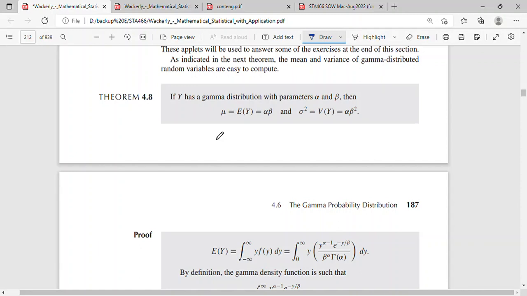Bersambung dengan still gamma distribution, but ada subtopic of mean dan juga variance. Okay, so usually you all akan hafal the PDF for each of these special distribution, right?